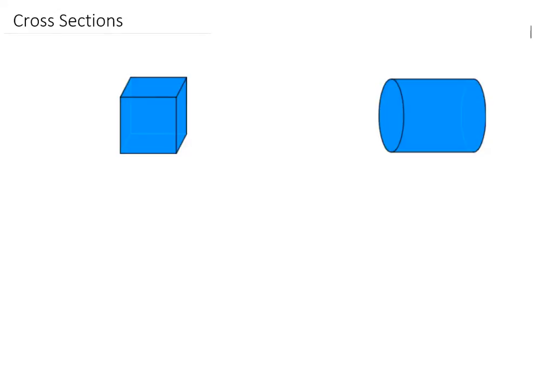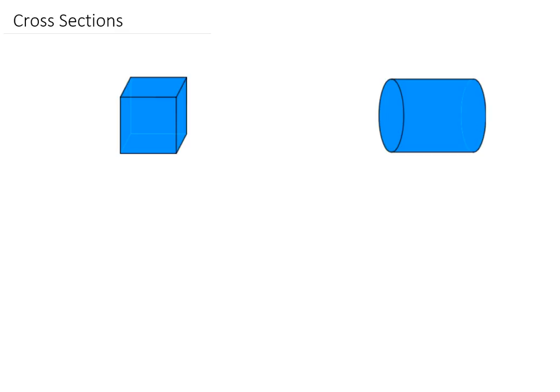The cross-section of a three-dimensional shape is just the resulting two-dimensional shape when you take a plane and you cut an object with that plane. In the case that we see here, we've got two different shapes on the screen. I've got my cube and I have a cylinder.